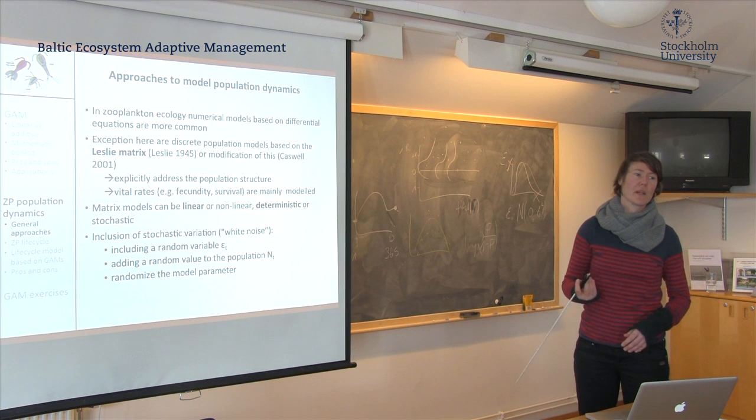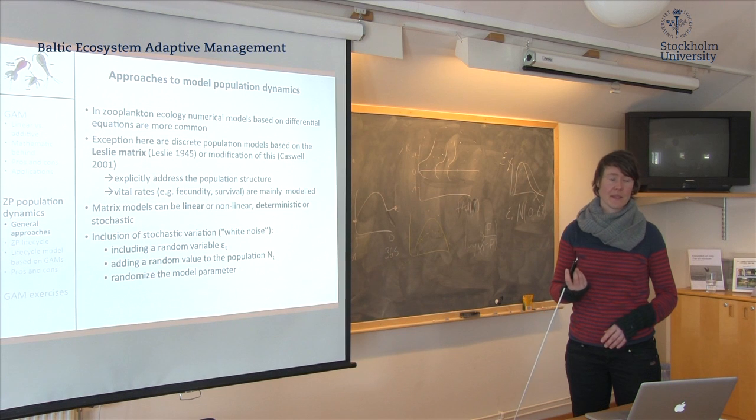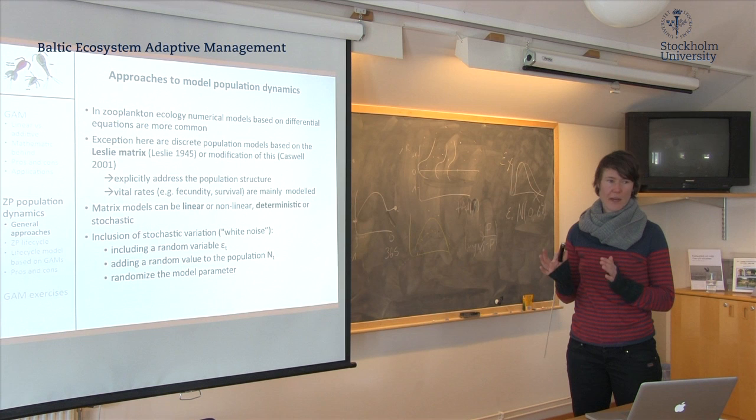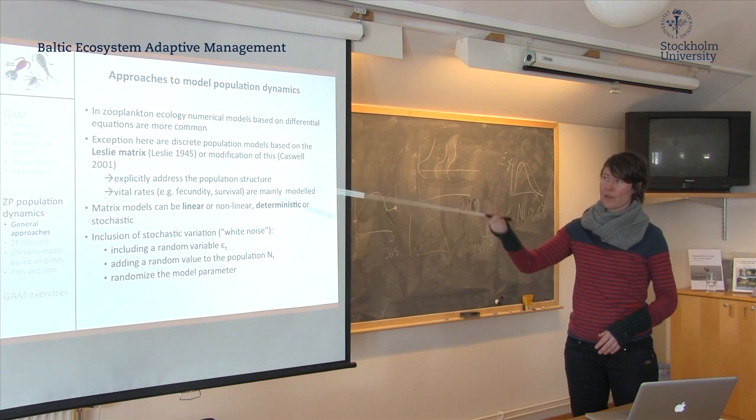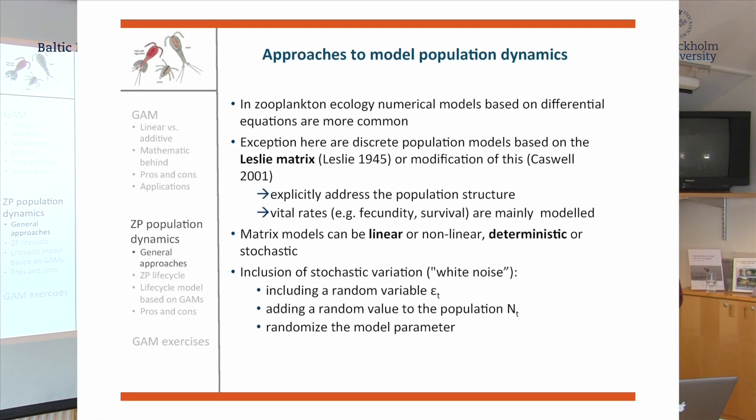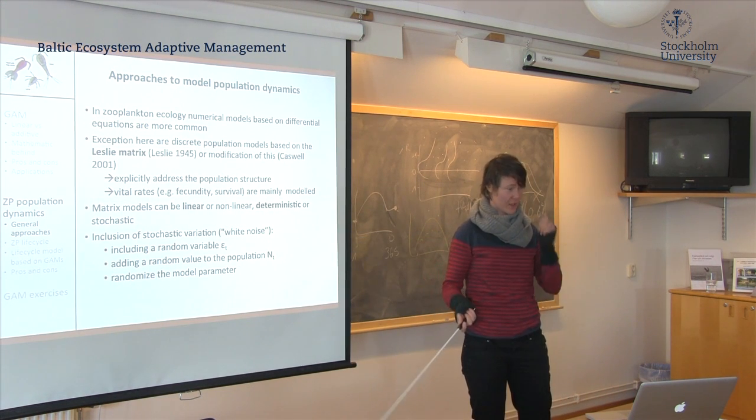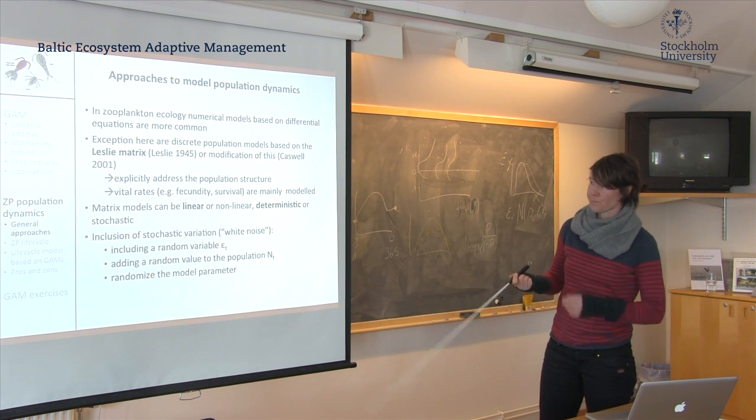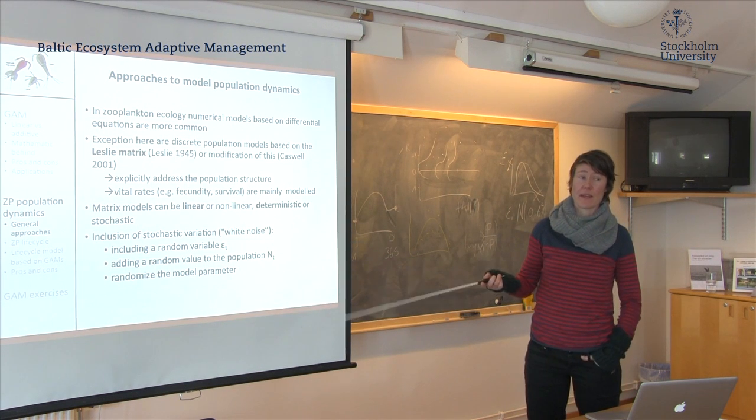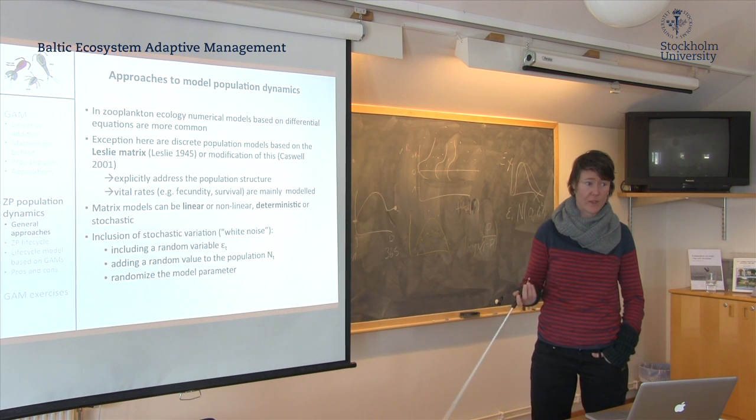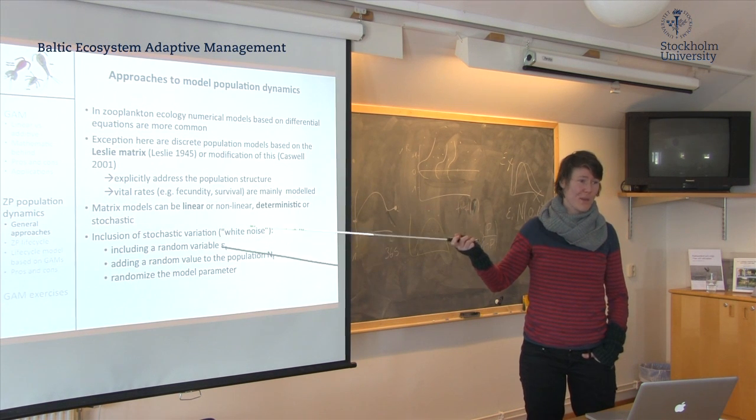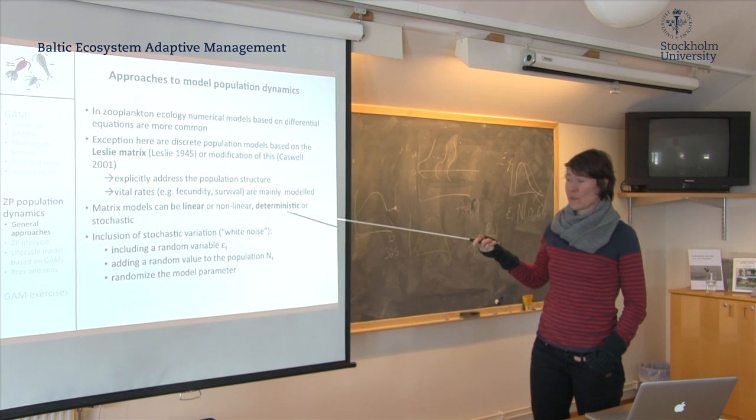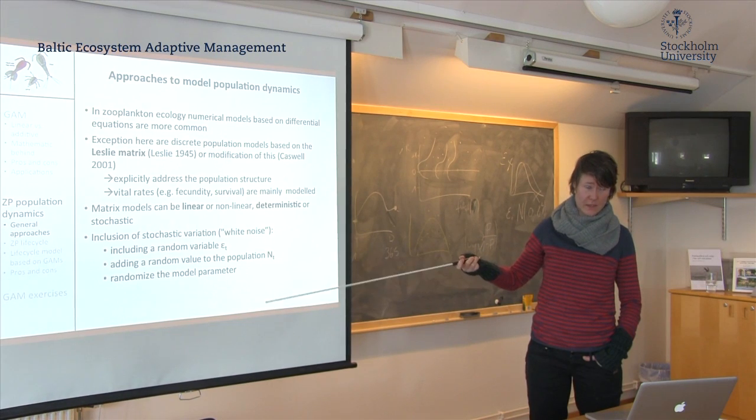And if they apply discrete models, they are based on the Leslie matrix, structuring the population by the different stages, or a modification of the Leslie matrix. So they are trying to address the population structure with all the different stage classes that exist, but they are mainly focusing on vital rates like fecundity, mortality rates, and so on. Not abundances are usually modeled in that approach. However, matrix models are nice because they can be linear or non-linear, deterministic as well as stochastic. But usually most of the models use linear equations, and they are deterministic, and hardly anybody includes stochasticity in the model.